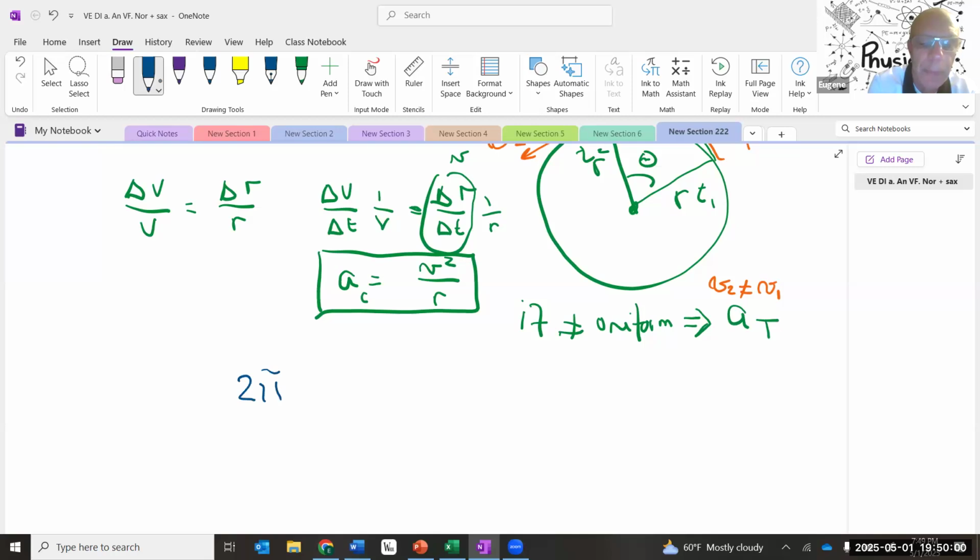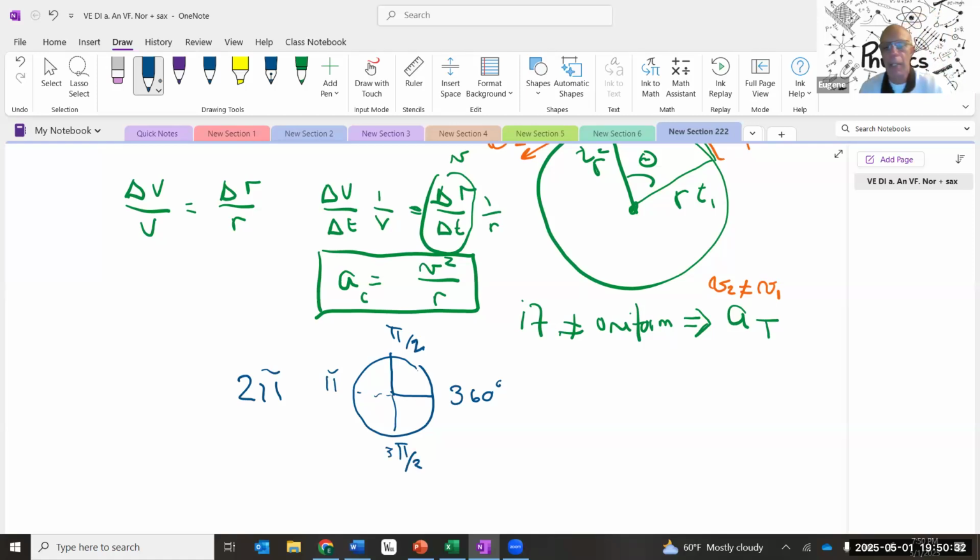2 pi is the whole circle, right? This could be 360. If I say 90 is pi over 2, 180 is pi, 180 is half of 360. And this here is 3 pi over 2, and that is 2 pi, the whole circle, okay? So that's how it goes around.